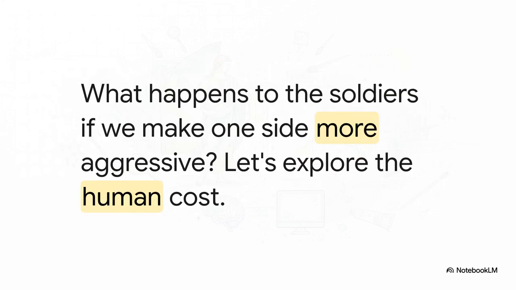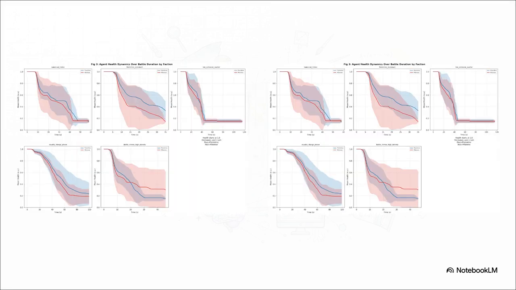All right, so that's the where of the battle, but what about the who? What happens to the actual soldiers if we start changing the story of the fight? So what you're seeing here, these graphs are basically charting the human cost of the fight over time. Look at the one on the left. In a balanced fight, you can see the blue Florentine line and the red Milanese line. They're dropping at about the same rate. It's just a grim war of attrition.